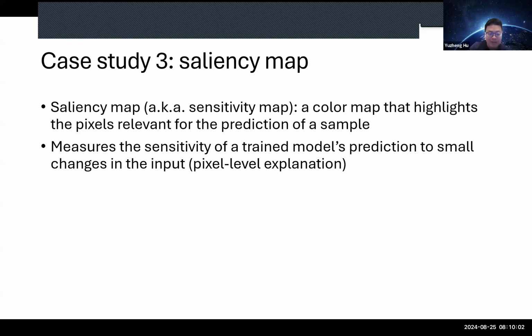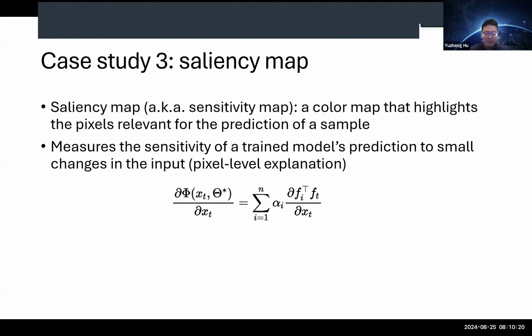So mathematically, it can be defined as the partial derivative of the model's prediction with respect to the sample. Basically, I think it measures the sensitivity of the trained model's prediction to small changes in the input.